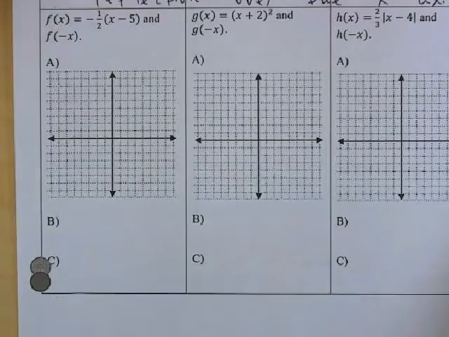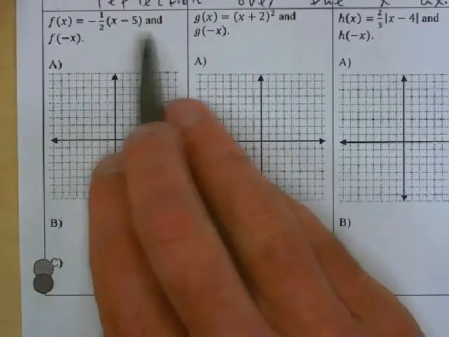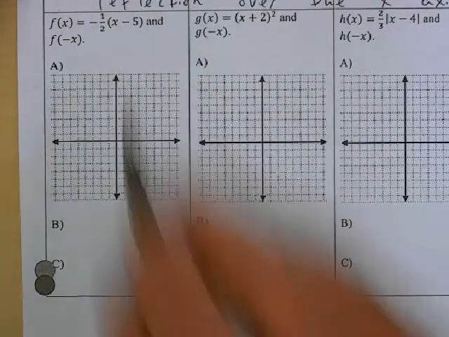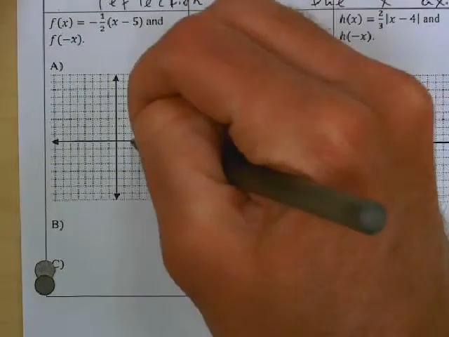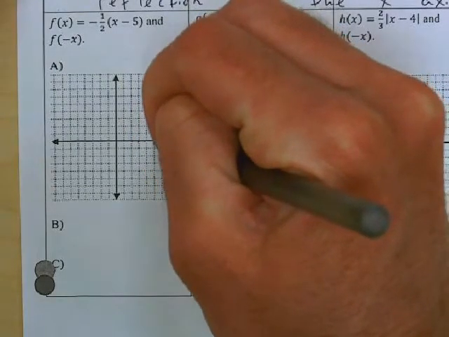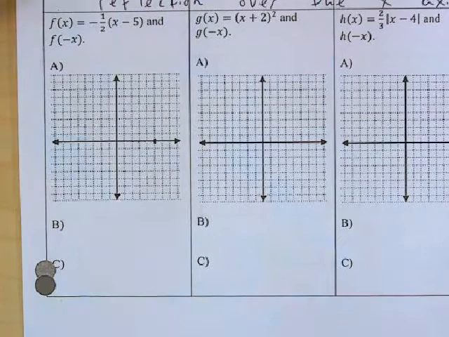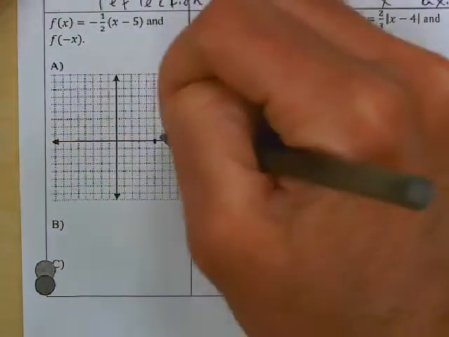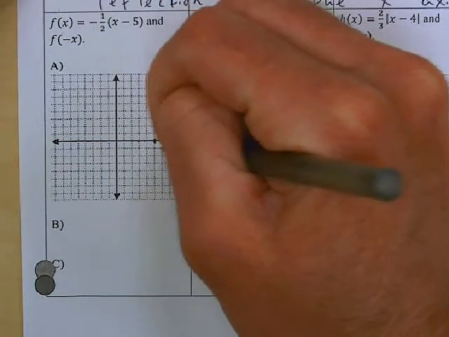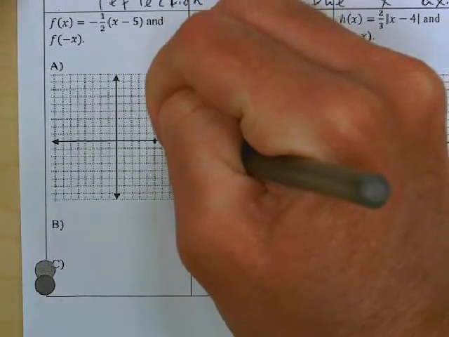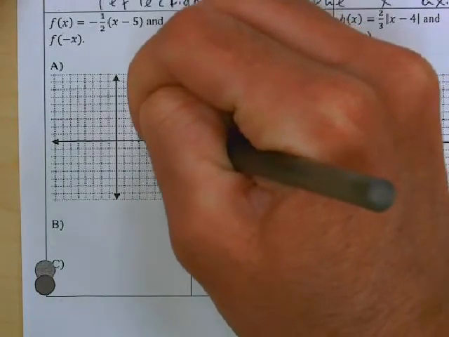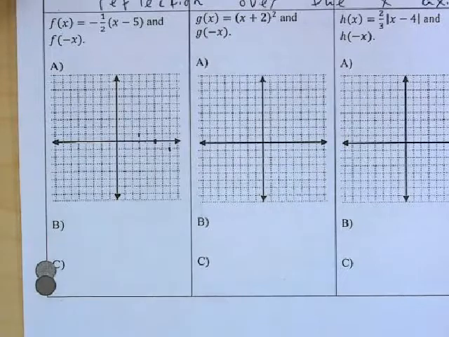All right, next one. We want to graph this function, which is another line, which is shifted right 5. So I'm going to go right 5. And then since the slope is negative 1/2, we can go down 1 over 2. Or we can go up 1 and back 2. Okay, and then we've got a couple points there. Now we can draw our line.